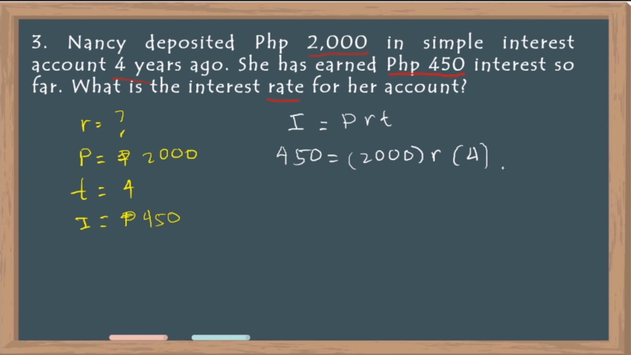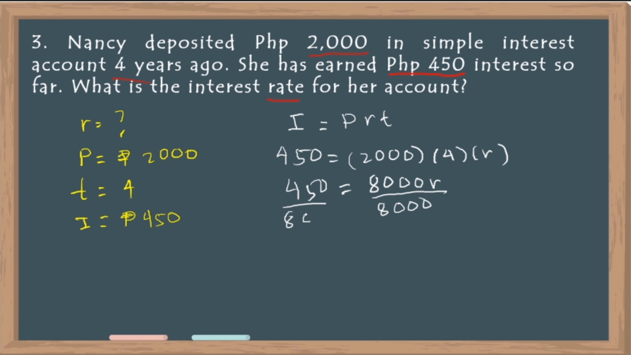Pero ayusin lang natin to, no? Usually kasi yung variable dapat nasa dulo. So, ilagay ko lang yung R sa dulo. So, times 4 times R. Then, you copy 450. Then, times lang natin 2,000 times 4. That is 8,000 R. Then, to solve for R, divide lang natin both sides of the equation by 8,000. Para ma-cancel out natin yan. So, ang natira na lang ay R.